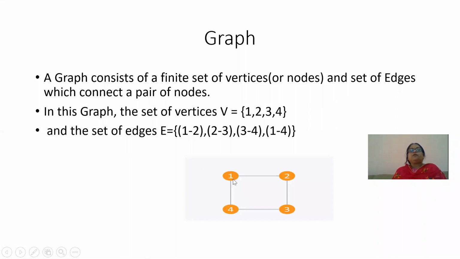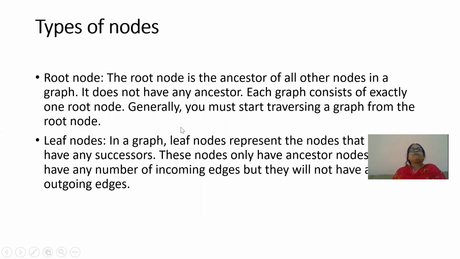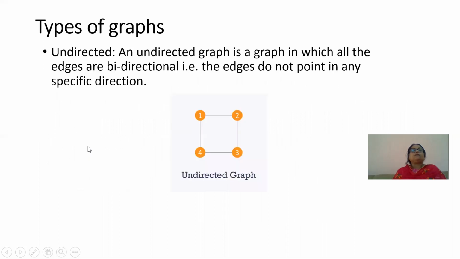In this graph, 1, 2, 3, 4 are vertices. 1 to 2, 2 to 3, 3 to 4, 4 to 1 are edges. Two types of node I discussed here: root node and leaf node. From the root node, we start traversing, and a leaf node has no successor.